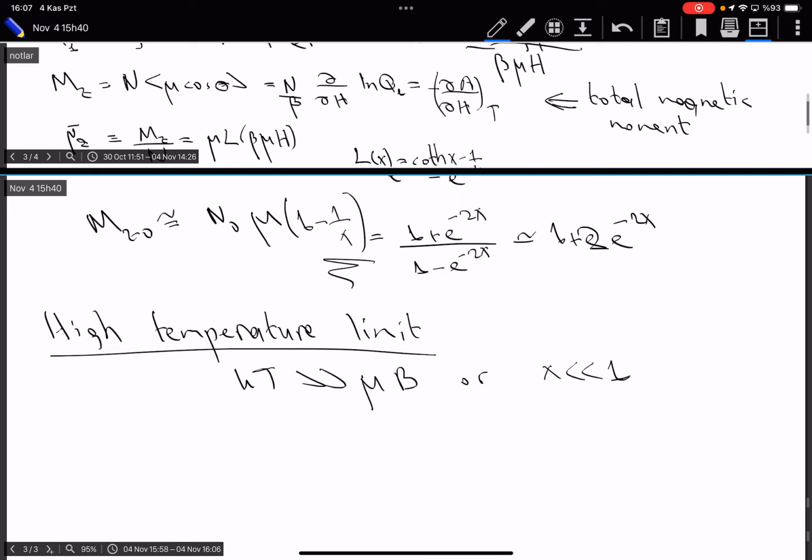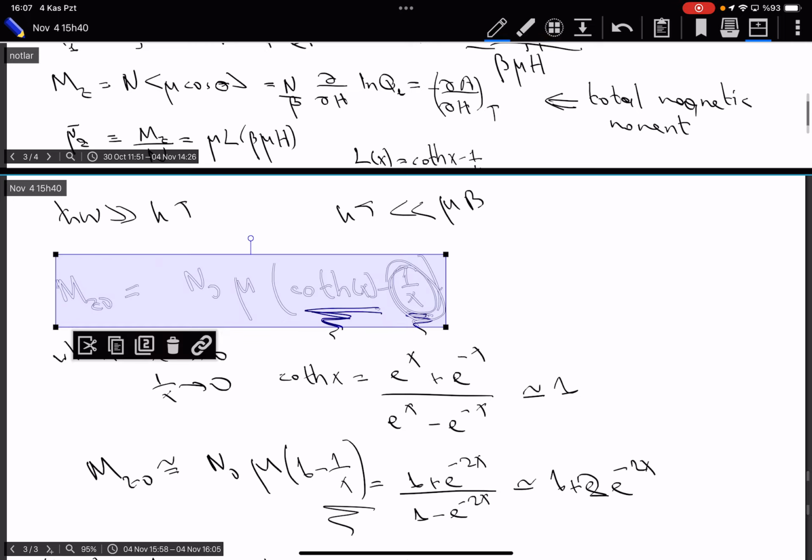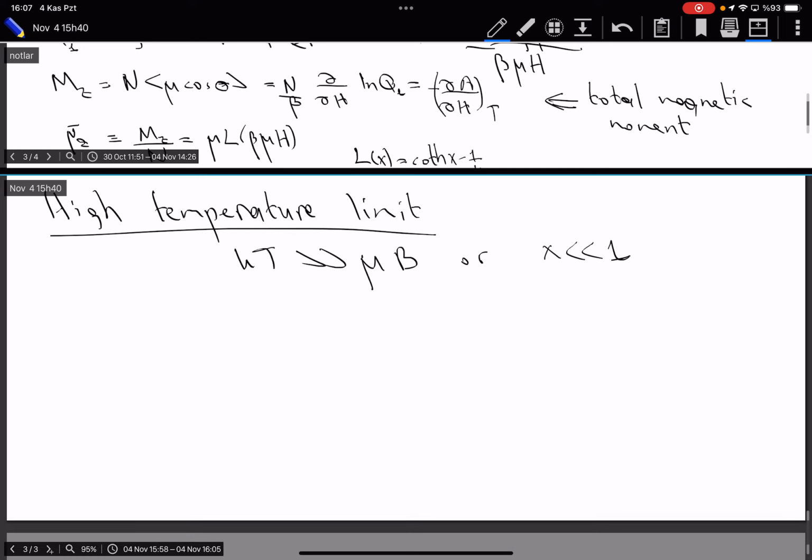Does it go exponentially to 0? Does it go polynomially to 0? So how does it go to 0? What we should do is, here is our expression of the magnetization. We should expand this around x equal to 0. So let's start with the 1 over x, which is already expanded. There is nothing we can do about that. It diverges at x equal to 0. So let's look at the coth x.